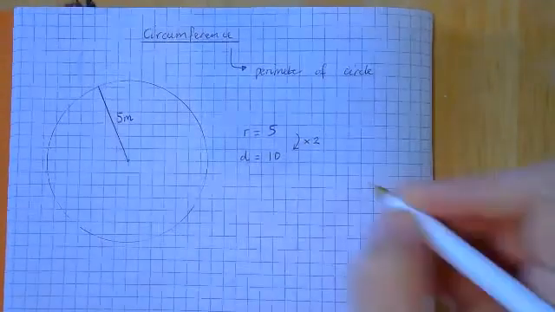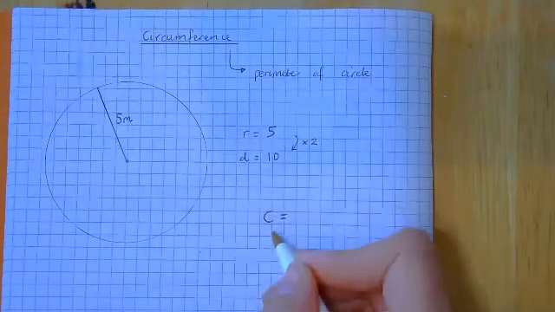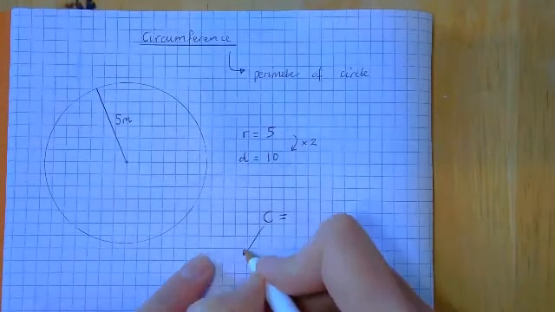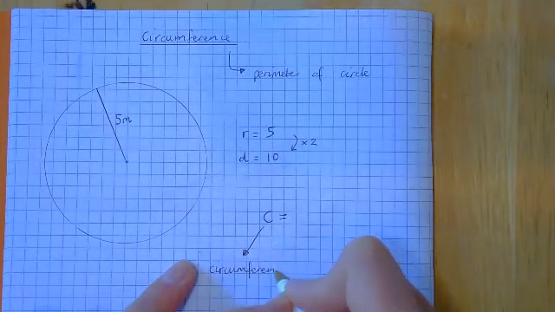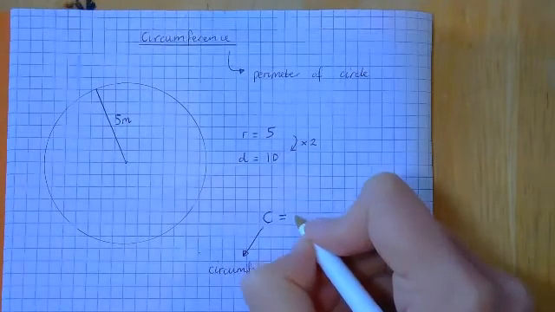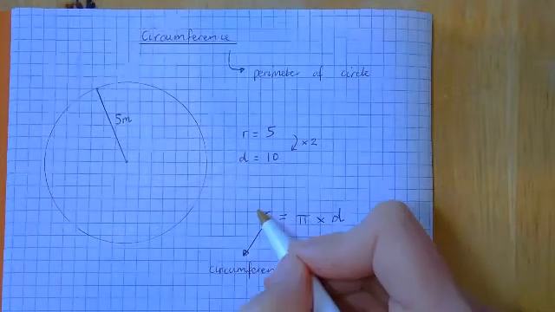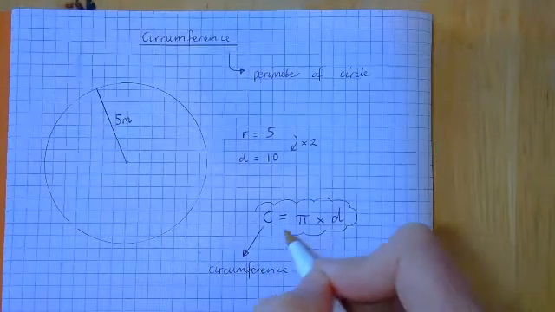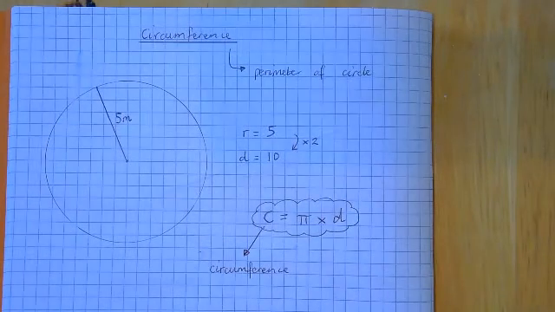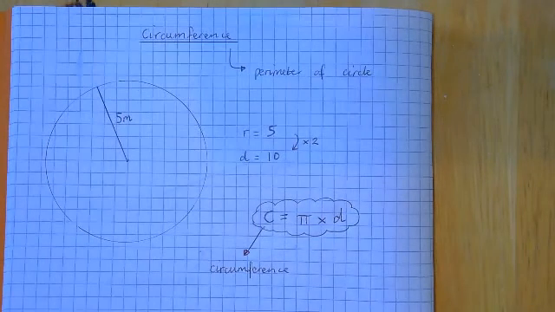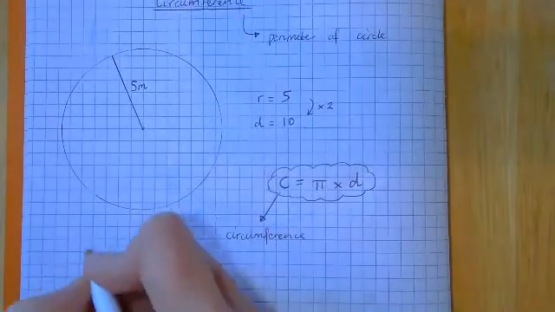Right. Now, this is the formula that we need to remember. So let's write this and then probably put a bubble around it. C, so that's standing for circumference. Short, catchy word. Circumference equals pi times diameter. Okay, if you had £1 for every time you use that between now and your GCSE, you'll be rich. Circumference equals pi times diameter.